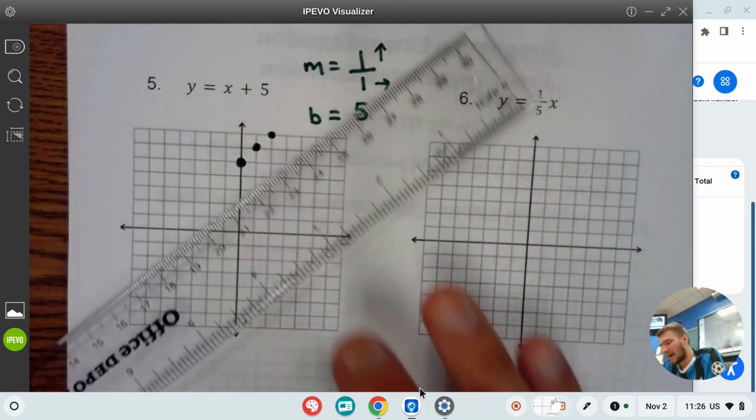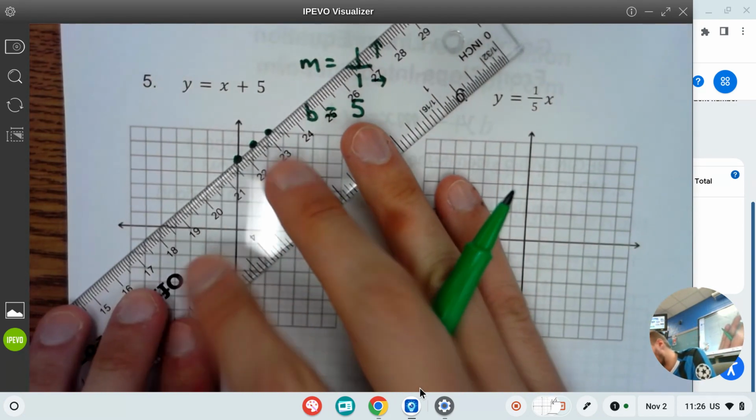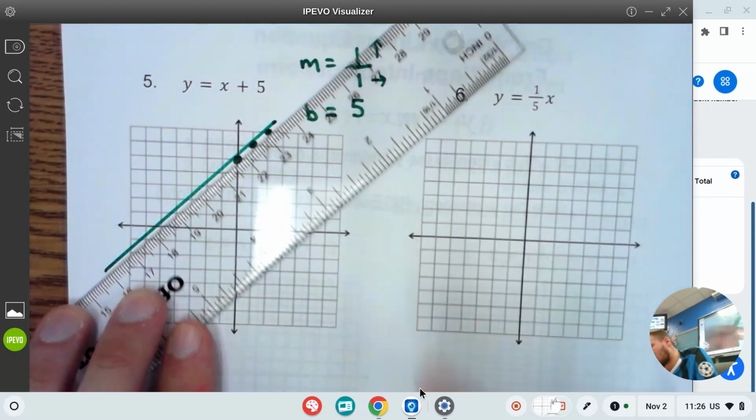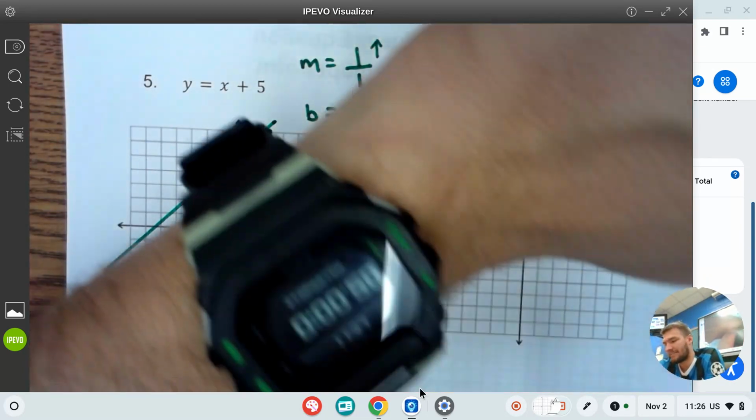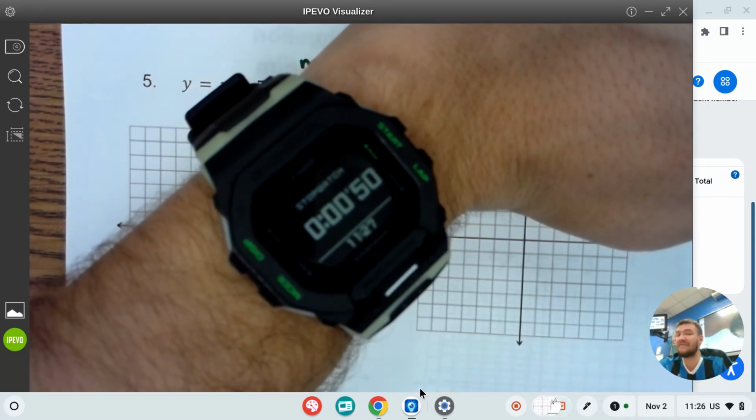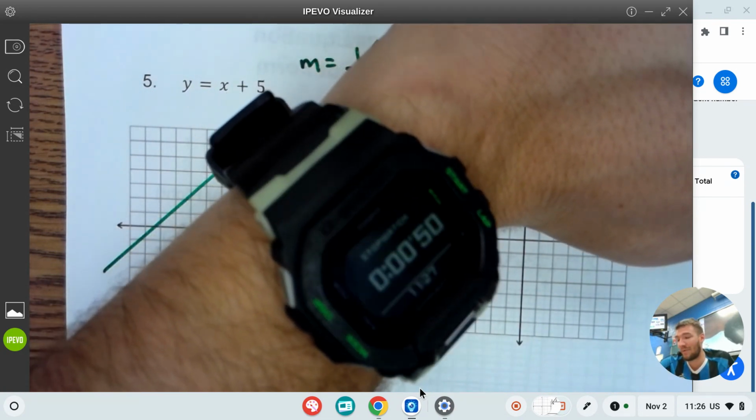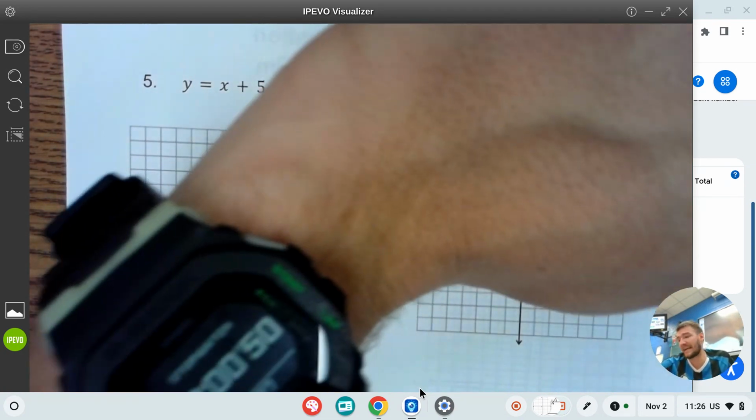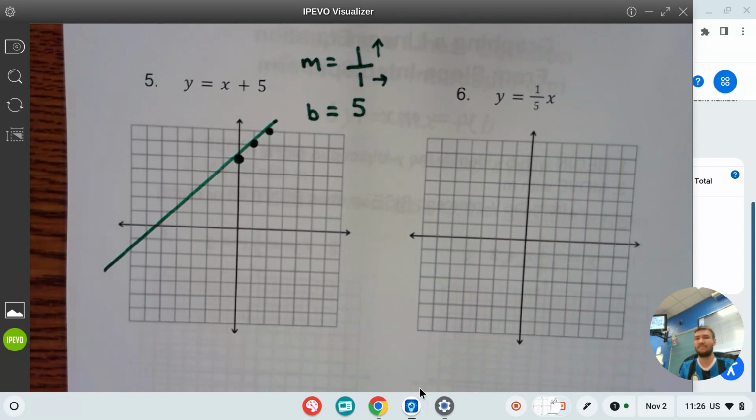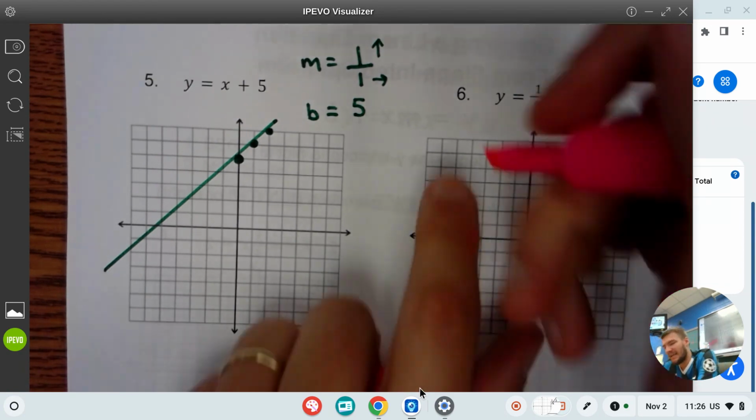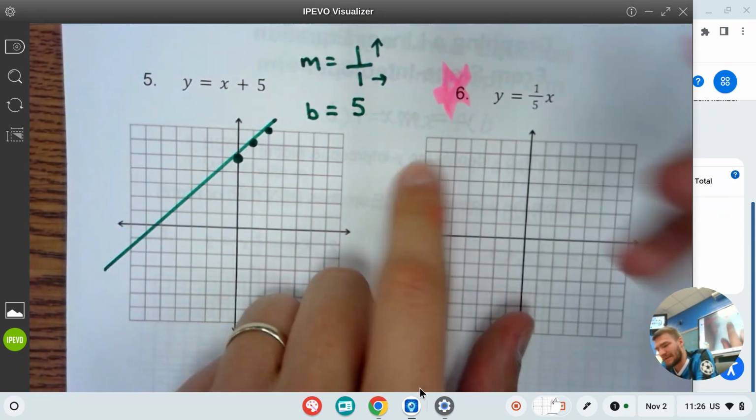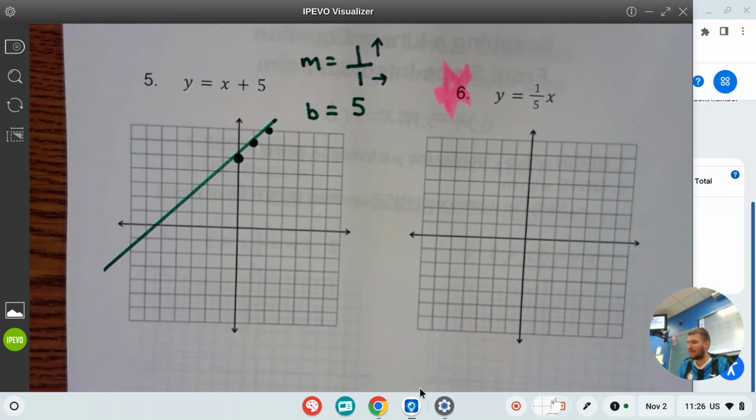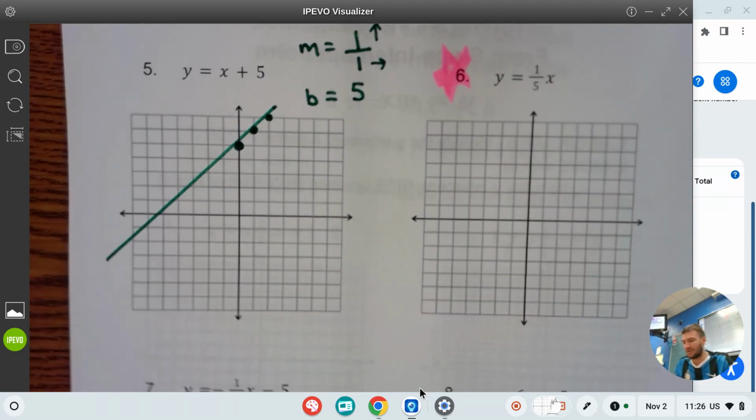We're good. I'm going to take my line. They look straight. I'm going to go all the way across, and time. That was only 50 seconds, right? We did that one 40 seconds faster than the last one. Wow. We're speeding it up. This is crazy. Now, number 6 was one of the most missed questions in first period, so I want to kind of show this one to you.